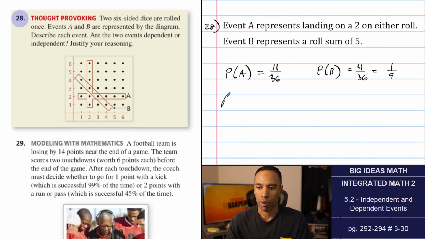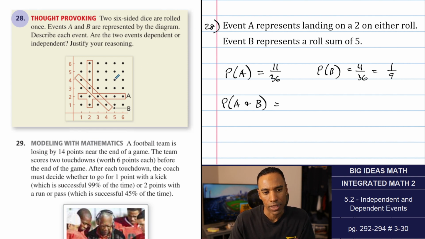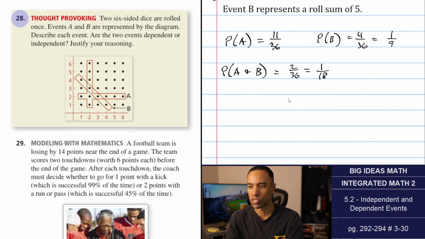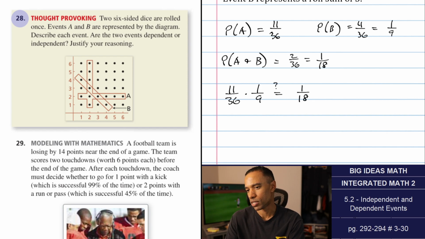We have to see the probability of A and B occurring. We have to find the overlap of those. I think it's just these two. That's the only overlap where both A and B occur, and that is 2 out of 36 or 1 out of 18. We have to see if 11 out of 36 times 1/9 equals 1 out of 18.